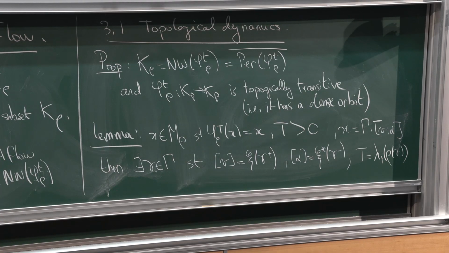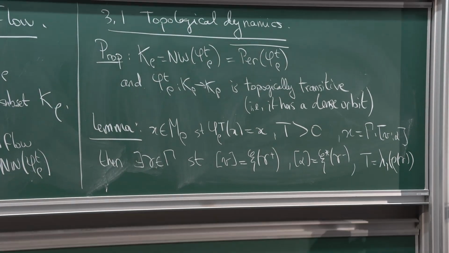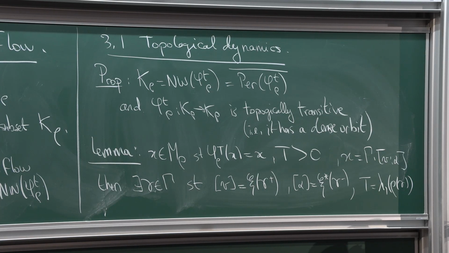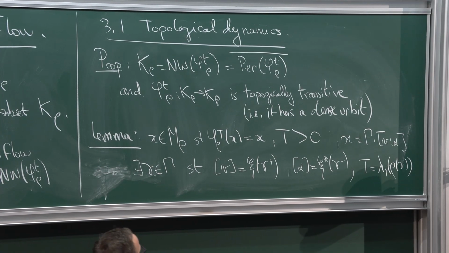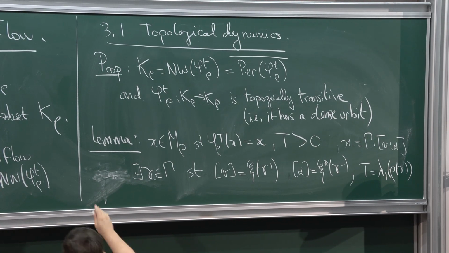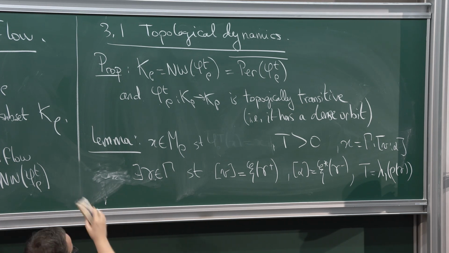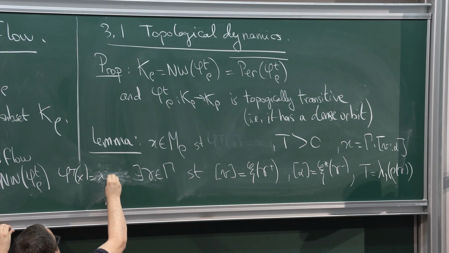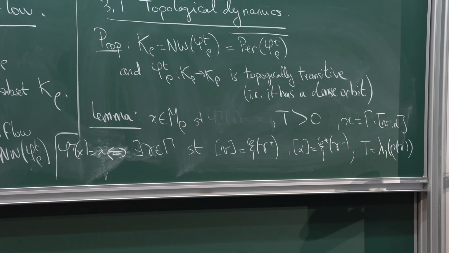Right, so t will be the log of the largest eigenvalue. And actually, this is an equivalence, I should say. Just remove this part and say that phi t of x equals x is equivalent to this. Okay, because this will be a characterization of periodic points for a quotient flow.